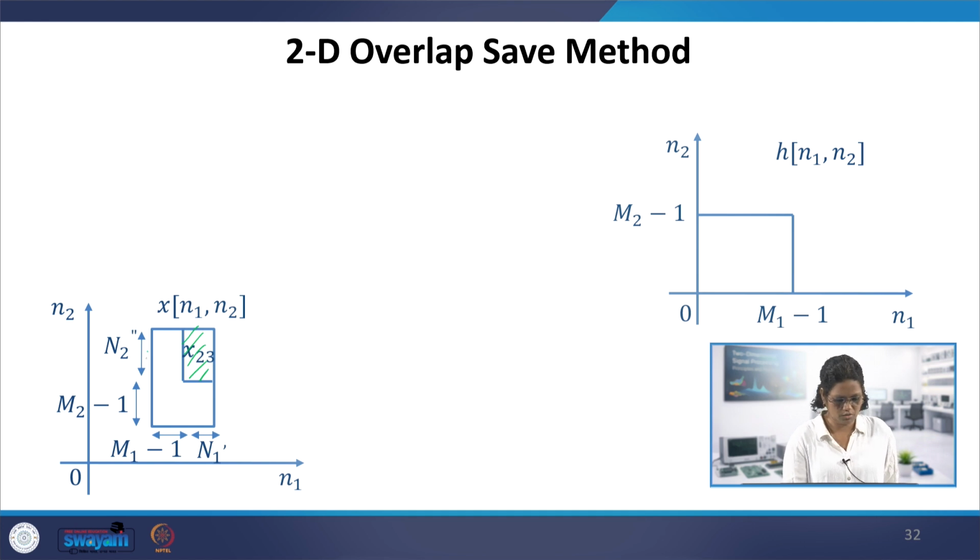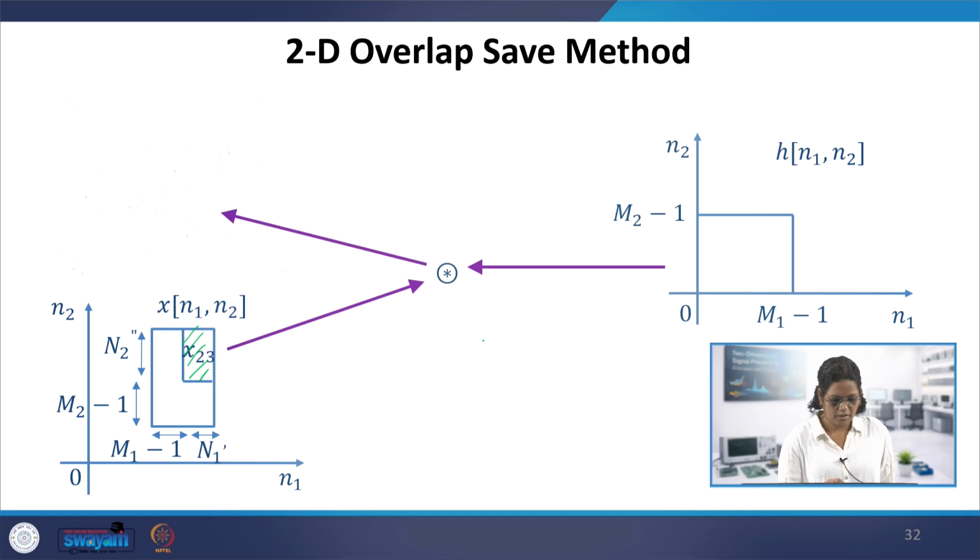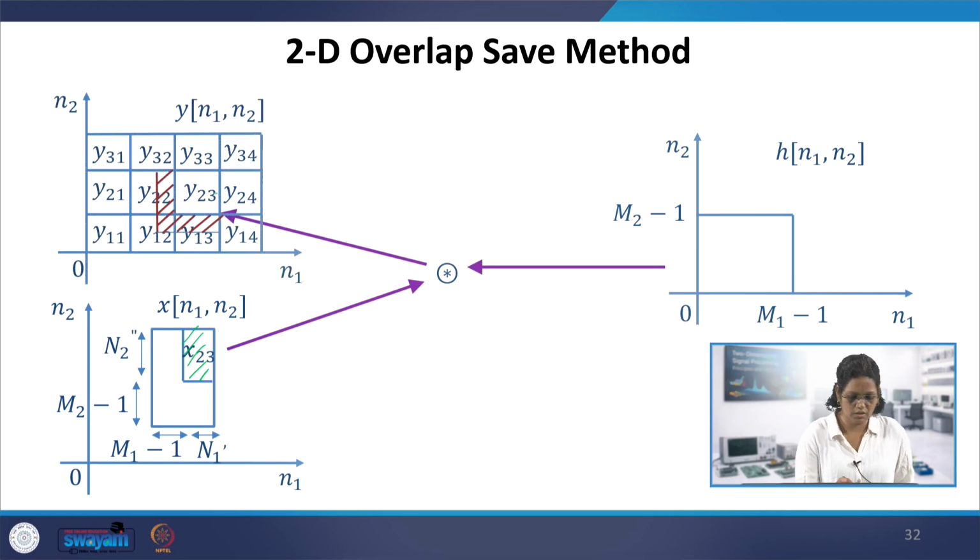Now we have this piece of image, and we convolve it with h, whose size is m1 by m2. Because the sizes are made equal, we circularly convolve the two and get the piece y23, which has a shaded portion along with it. Similarly y1 will have another portion, y2 another portion, y13 some portion, and y4 also. Then we can discard that portion.